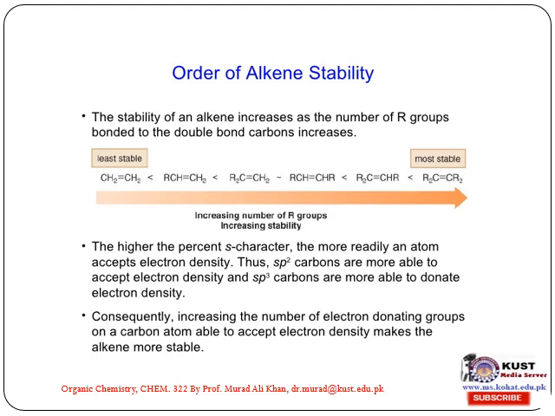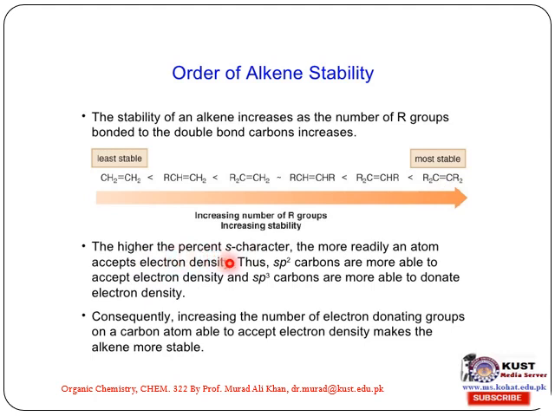Order of alkene stability. The stability of an alkene increases as the number of R groups bonded to the double bond carbons increases. What is the stability of the resultant alkenes formed as a result of the E2 reaction? The greater the number of alkyl groups or substitution on the double bond, the more stable it is. Like here, ethene is less stable, while 1,1,2,2-tetraalkyl ethene is more stable.